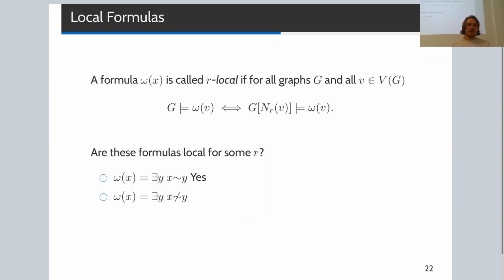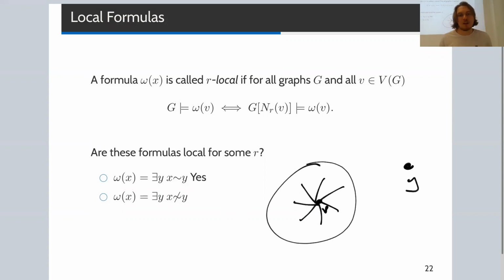How about this formula? There exists a vertex Y that is not adjacent to X. Is this R local? It's not R local because it could be that the graph maybe looks like this. Within it is a star, and within whatever neighborhood you take of this vertex V, everything is connected to V. But maybe there's another vertex out there, Y, that is not connected to V. And now, even if we take a very large radius around V, it's still only going to contain this part here, and will never contain Y because Y is disconnected from V. So this is not R local for any R.